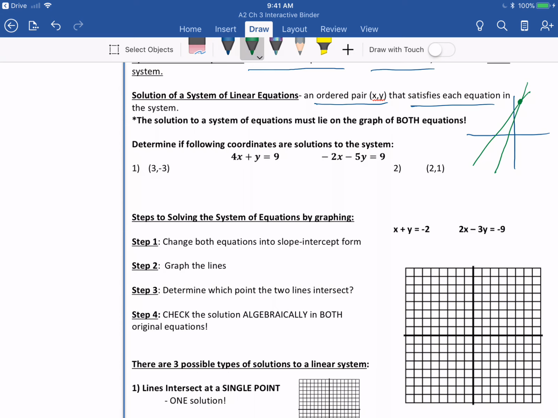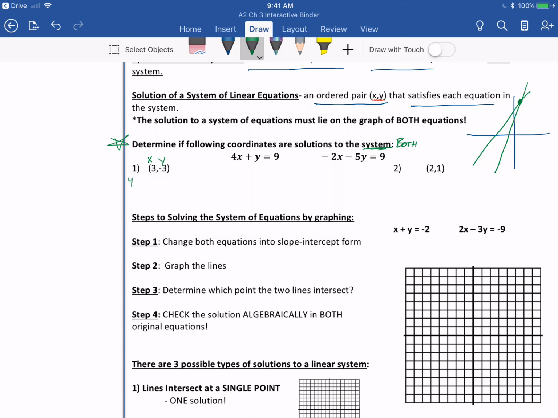But here we go. It says determine if the following coordinates are solutions to the systems. So the first one, it gives us an x and a y: 3 and -3. Really all we're going to do is plug these in, and see does it make it true? Does it work? In order for this to be a solution to the whole system, it has to work in both equations. Has to work in both equations. Alright? So here, let's plug these in.